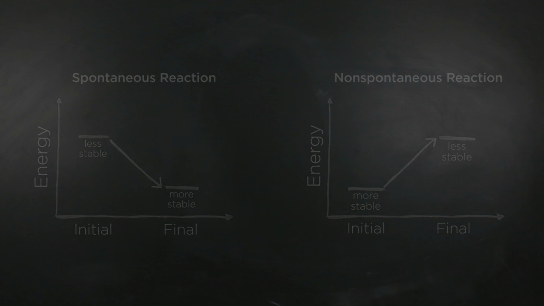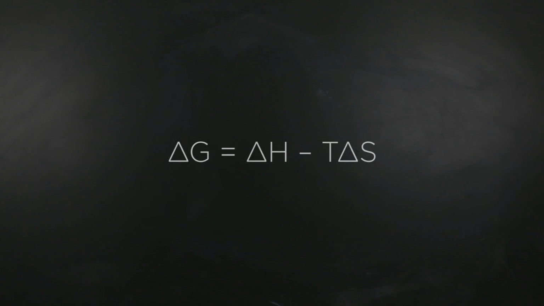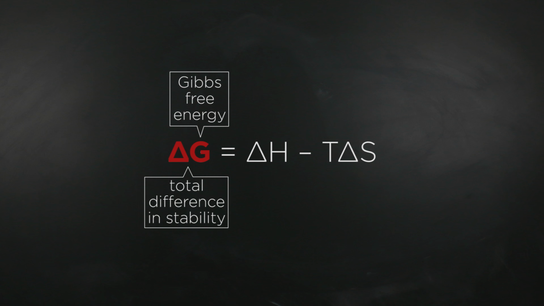In order to measure spontaneity, we will use this function. Delta G is equal to delta H minus T delta S. In this equation, G represents the Gibbs free energy, and delta G tells us the total difference in thermodynamic stability between the initial and final states of the reaction in the system.